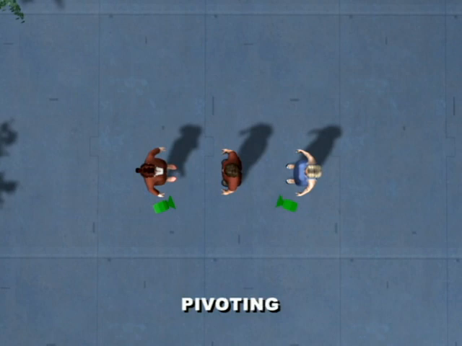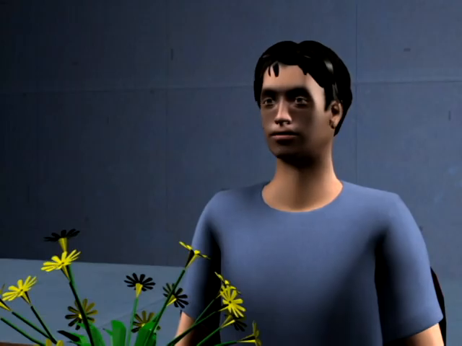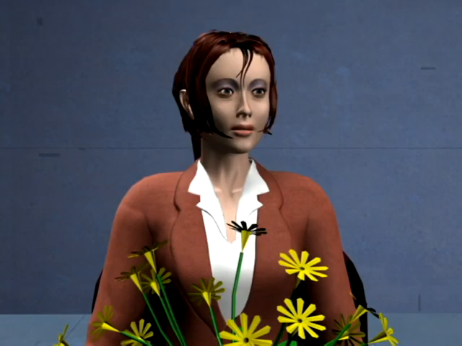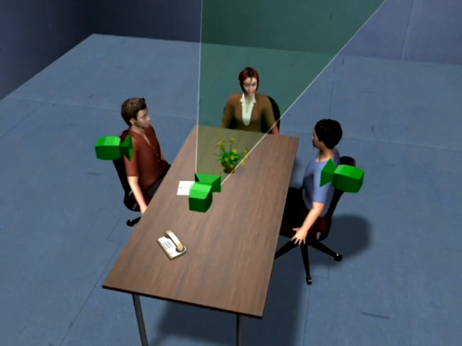This is called pivoting because the editing revolves around a character or an object. Here we're using the plant as a pivot, so it's visible both in this shot and in this shot. And again as we cut to the woman in the middle. So the layout of the scene is reasonably clear.